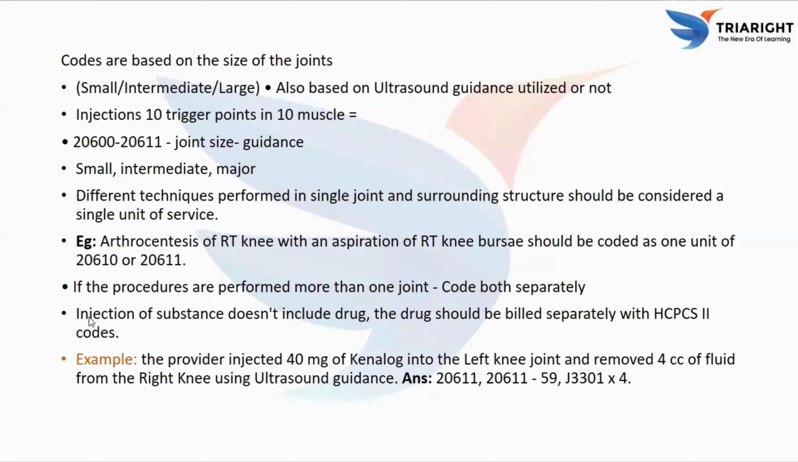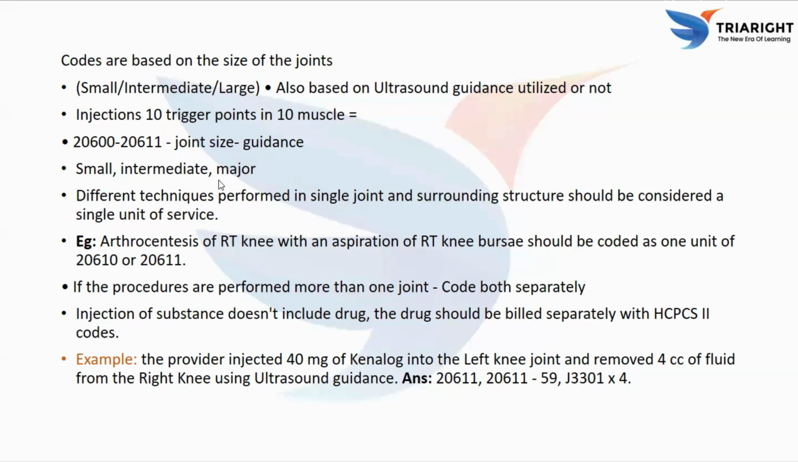Now trigger point injections, which is an important clarification. Trigger point injections are not coded by joint size. They are coded by number of muscles injected, not the joints. For example, injection of 10 trigger points in 10 muscles. You have to use trigger point specific CPT codes, which are 20,552 or 20,553. So do not confuse the trigger point injections with the joint injections.